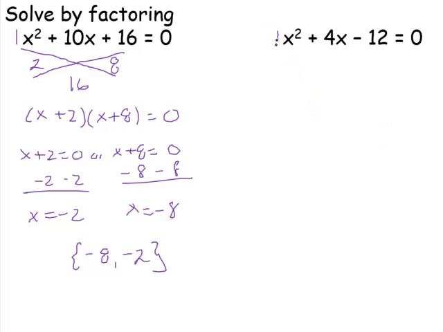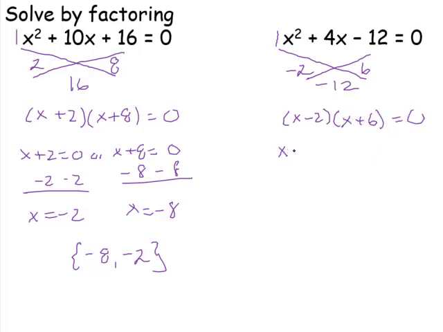Here, again, place the 1s. 1 times negative 12 is negative 12. So the two numbers that multiply to give us negative 12, but add to give us 4, would be negative 2 and 6. Negative 2 times 6 is negative 12. Negative 2 plus 6 is a positive 4. So we can write that as x minus 2 times x plus 6 is equal to 0. And by the zero product property, one of these or both has to equal 0.